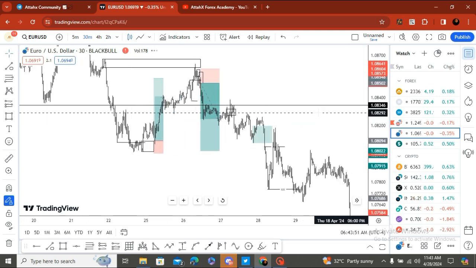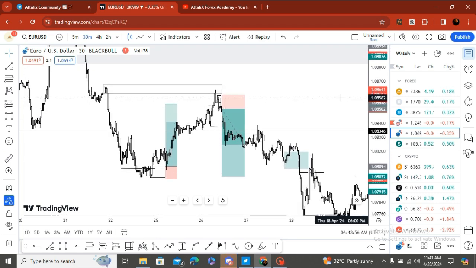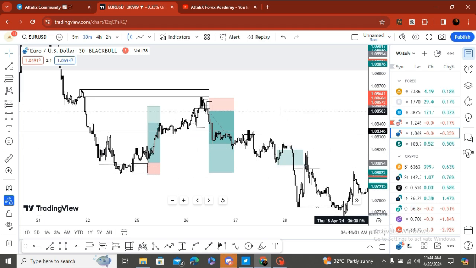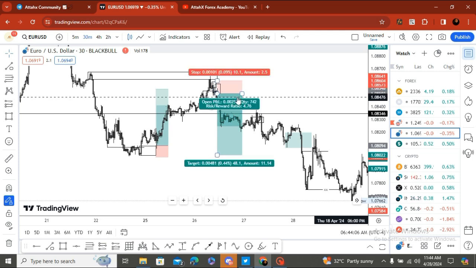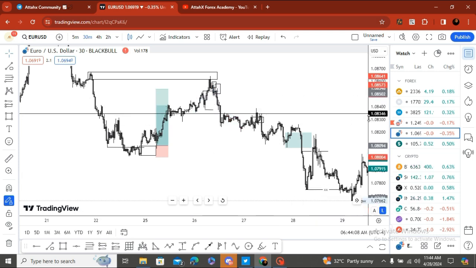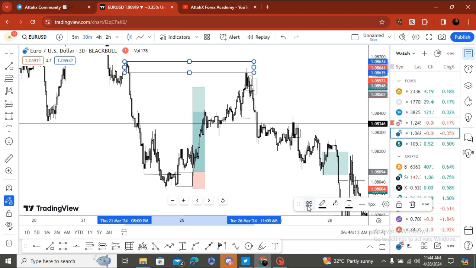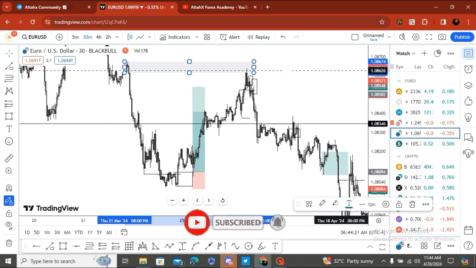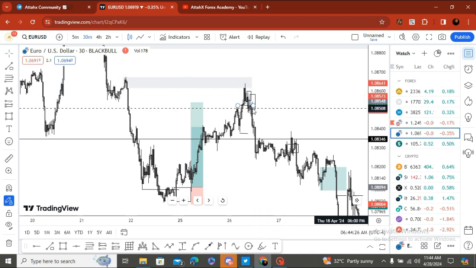Okay, so this was the scenario, right? If you watch, price was, let's cancel this. This was our POI. And then we had price come into it and then started mitigating each other.